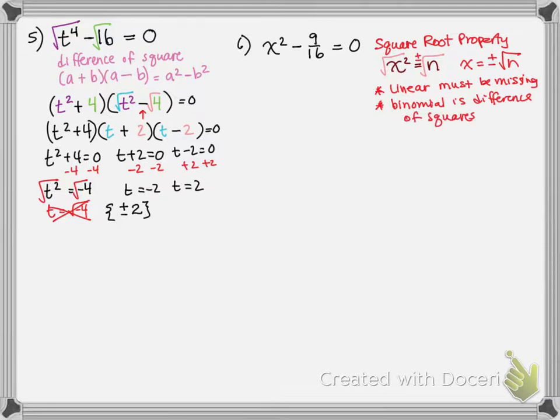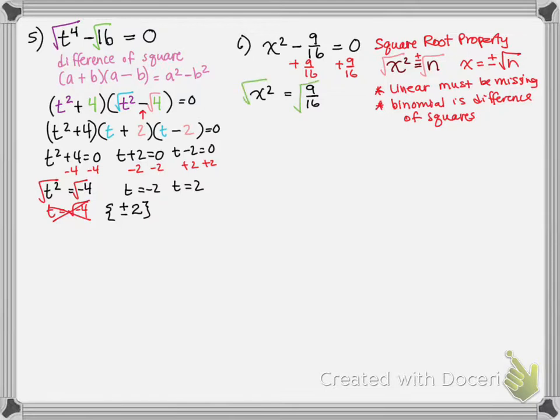Okay, so on this one, what we want to do is isolate the squared term. So we're going to add 9/16 to both sides. Okay, that's going to give me x squared equals 9/16. Now, if this was negative, I couldn't do anything with this, right? So now I'm going to take the square root of both sides.